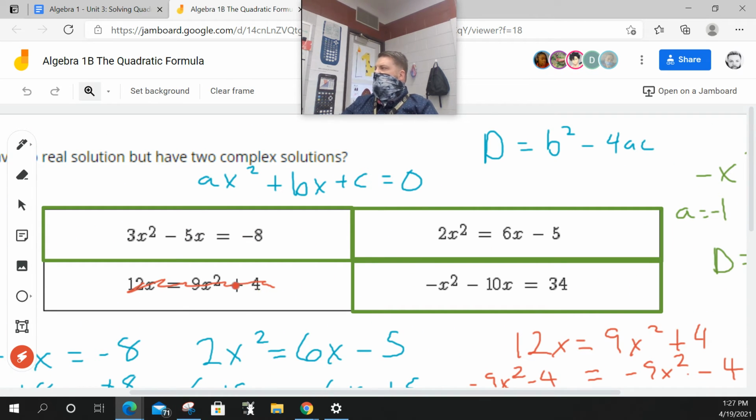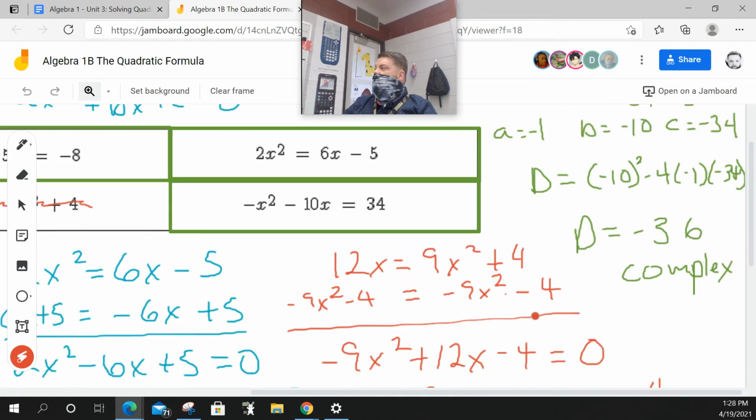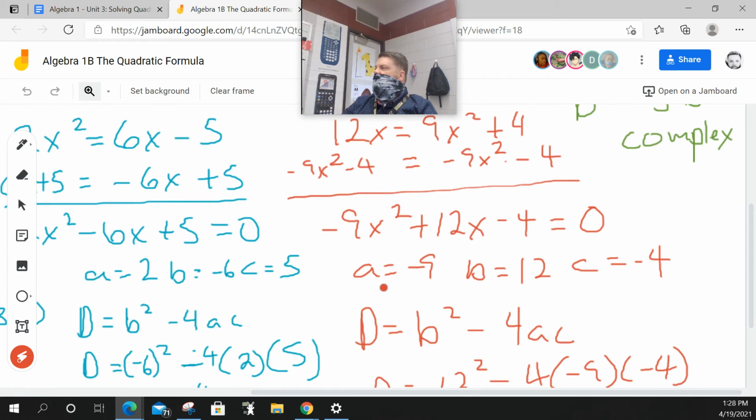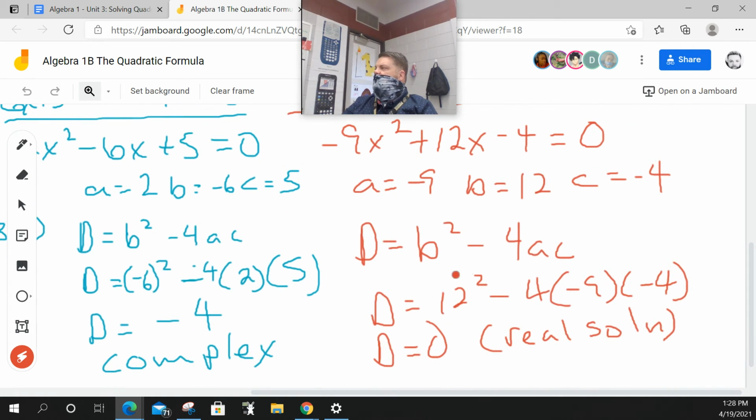For the third one, I've got 12x equals 9x squared plus 4. Again, we solve for 0 by doing the opposite. That tells me that a equals negative 9, b equals positive 12, c equals 4. Plug that into the discriminant formula. 12 squared minus 4 times negative 9 times negative 4. This actually cancels out to 0. It's 144 minus 144, which is 0.